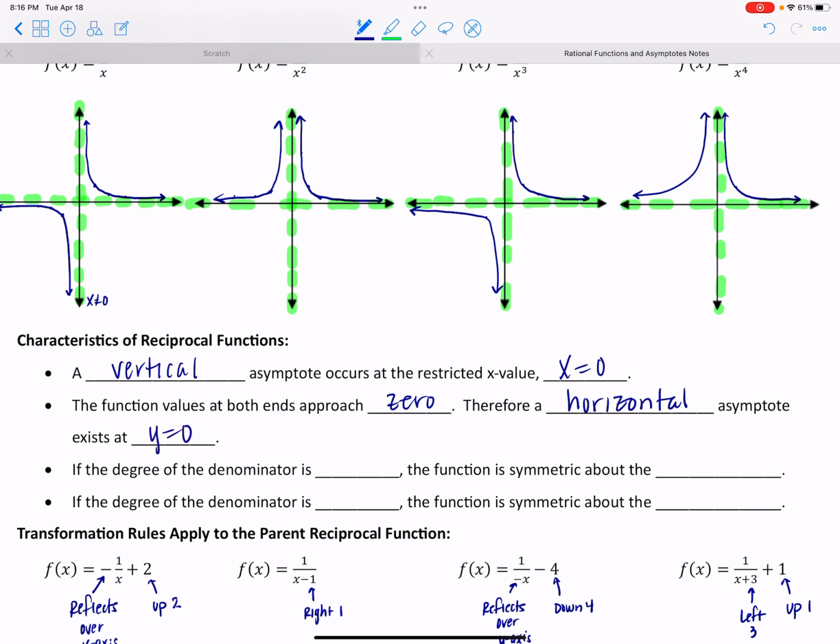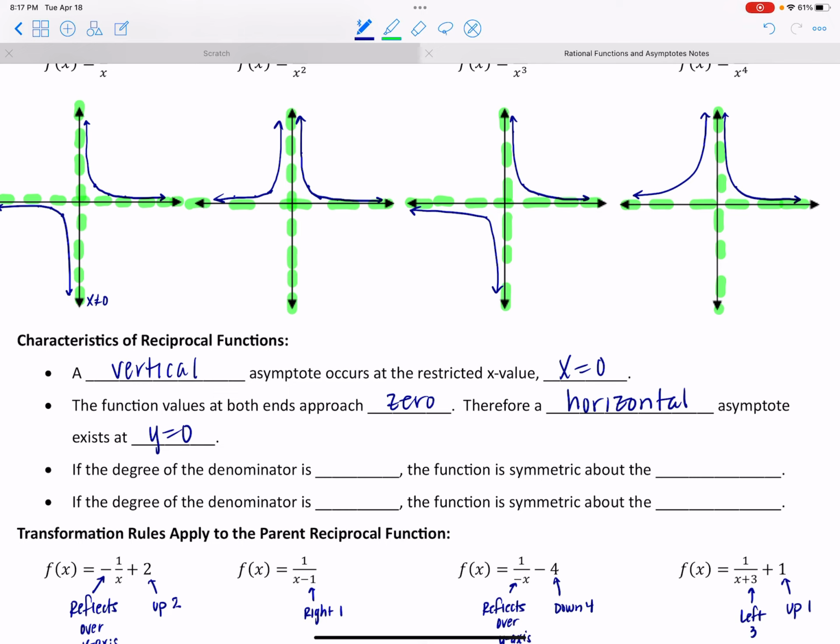The only distinction between the four reciprocal functions we looked at was when the degree of the denominator was even versus when it was odd. So when it was an odd degree, we saw an odd graph. That's symmetry about the origin, right? Where you input a positive, get a positive, input a negative, get a negative. And when it was an even degree, like the square or the fourth, input a positive or a negative, and the result is still positive. So that's symmetry about the y-axis.